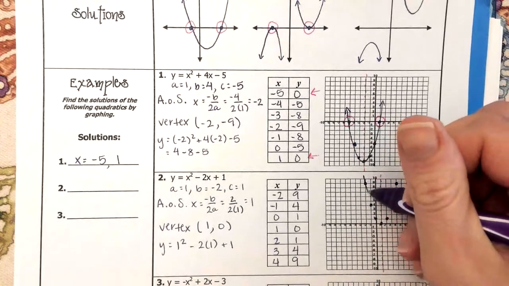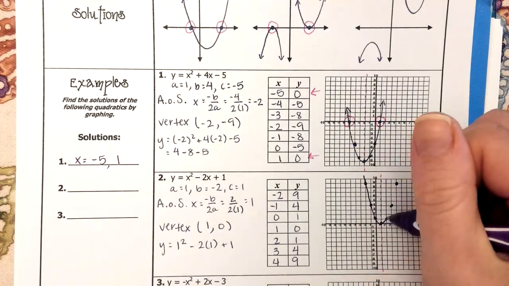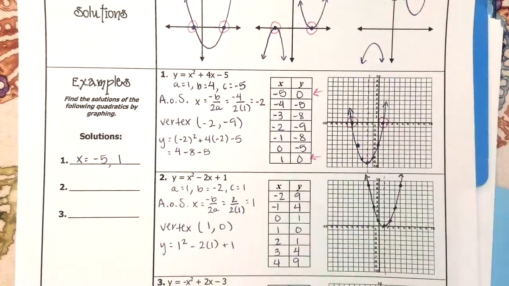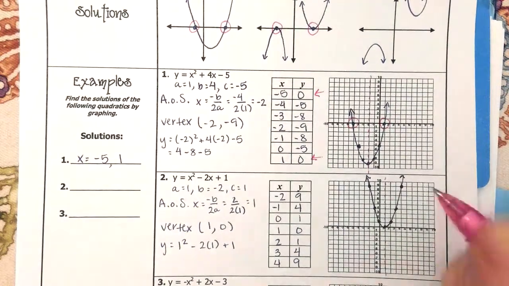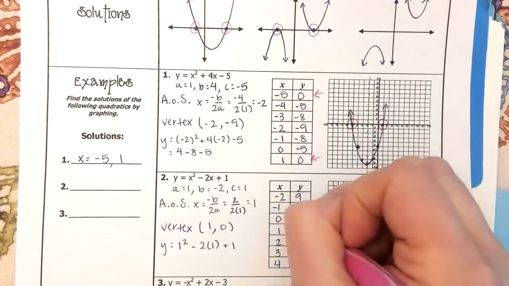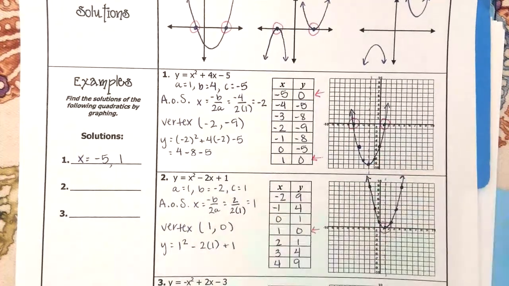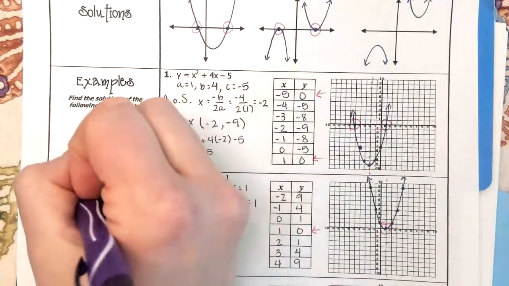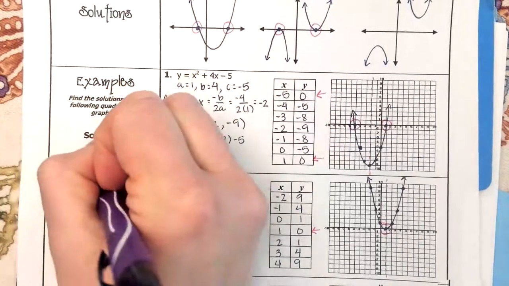Connecting the dots with a nice smooth curve. No points, no V's. We want it to be U-shaped. Finding our x-intercept, our solution, the x value when y is 0. This problem has one solution, and that solution is 1.